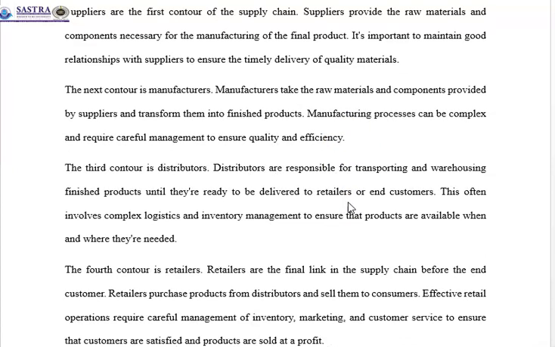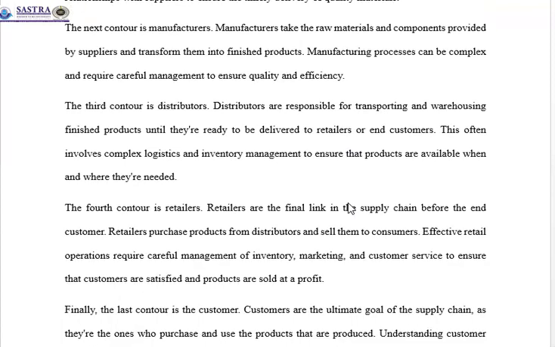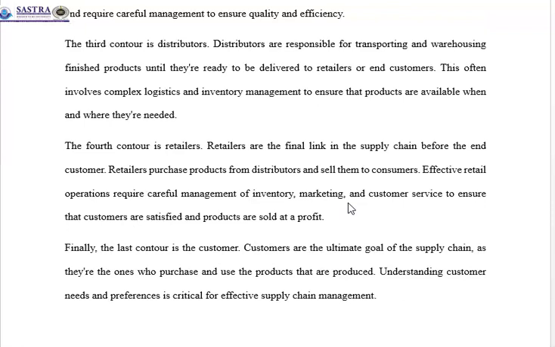The third contour is the distributors. The distributors are responsible for transporting and warehousing finished products until they are ready to be delivered to retailers or end customers. This often involves complex logistics and inventory management to ensure that products are available when and where they are needed.